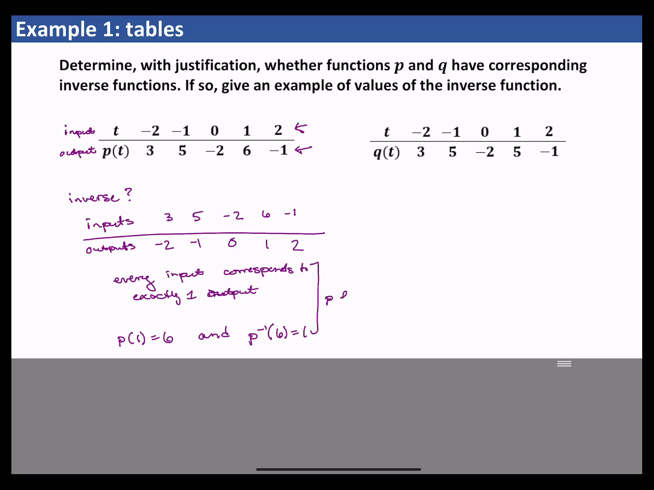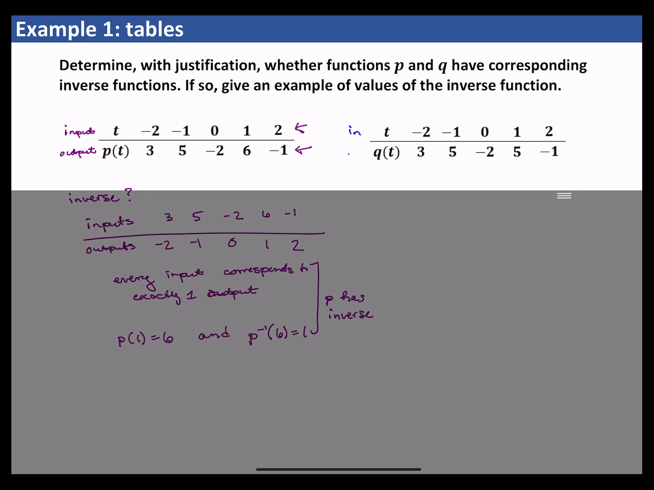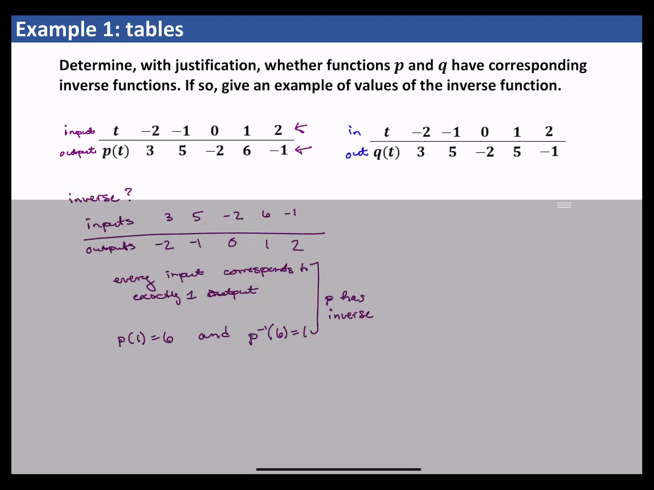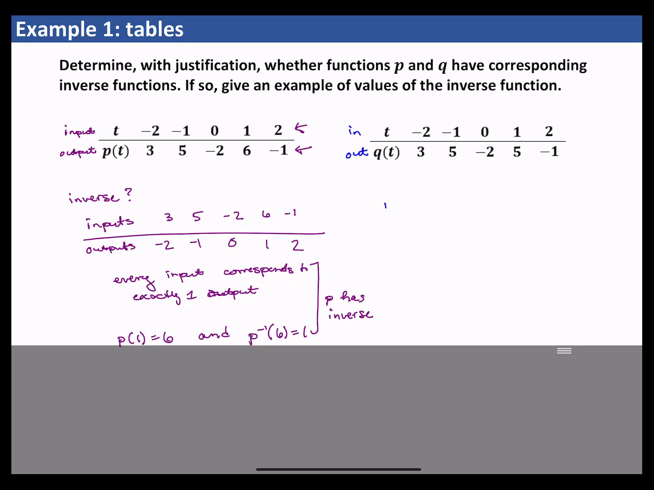Now let's look at q of t. So q of t is a function because, again, for any particular input, there's exactly one corresponding output. In order to determine if q has an inverse function, we'll reverse the process. So we're going to consider as inputs now 3, 5, -2, 5, and -1, and the corresponding outputs will be -2, -1, 0, 1, and 2.